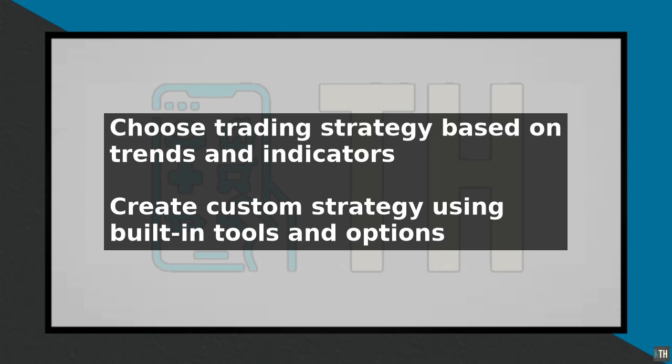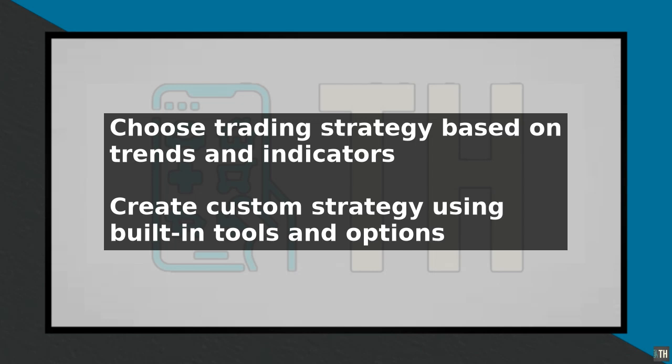the bot's built-in tools. Next, you will need to set your trading parameters, including the amount of money you want to allocate to the bot, the types of cryptocurrencies you want to trade, and the risk level you are comfortable with. You can also set stop loss and take profit levels to limit your potential losses and lock in your gains.